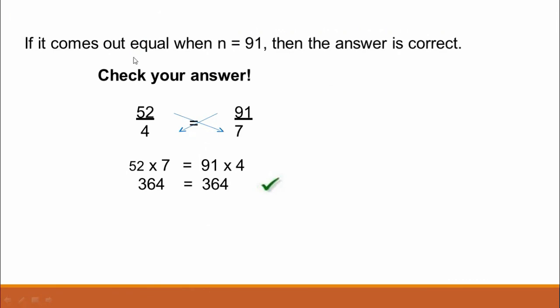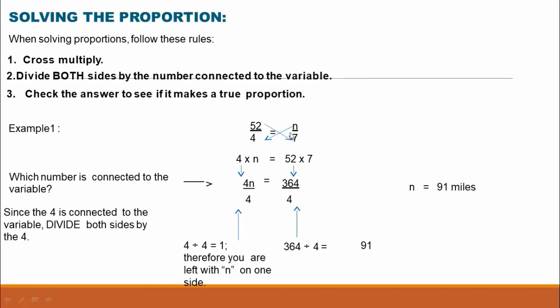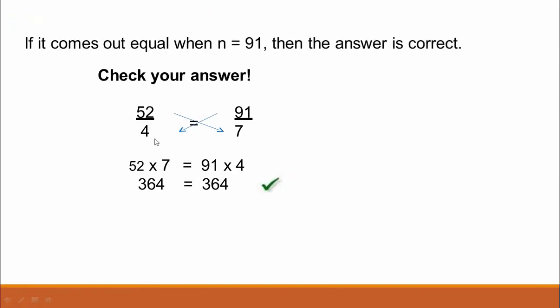Now let's check that it comes out equal when putting 91 into the given proportion. For example, this is the given proportion: 52 divided by 4 is equal to n divided by 7. So 52 divided by 4 is equal to 91 divided by 7. Again using cross multiplication to check the result, 52 multiplied by 7 and 91 multiplied by 4, we get 364 is equal to 364. So the result for the proportion is true.